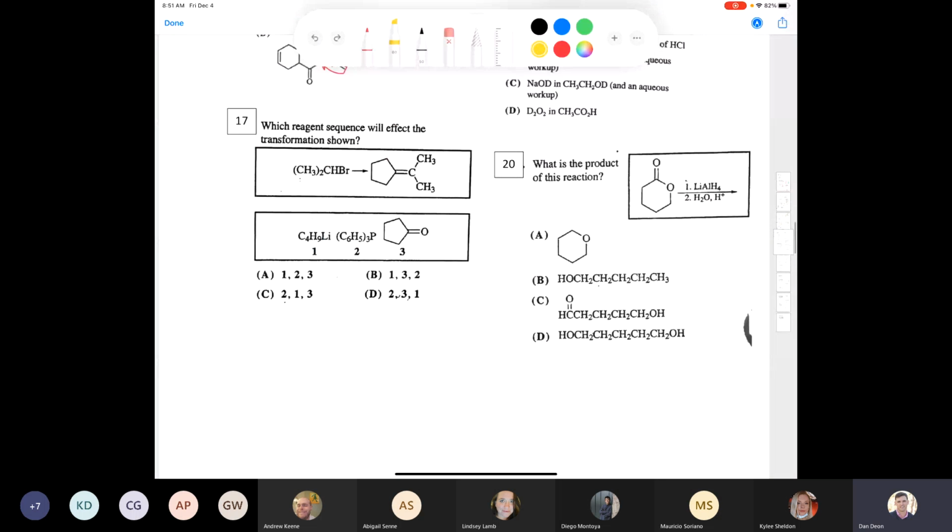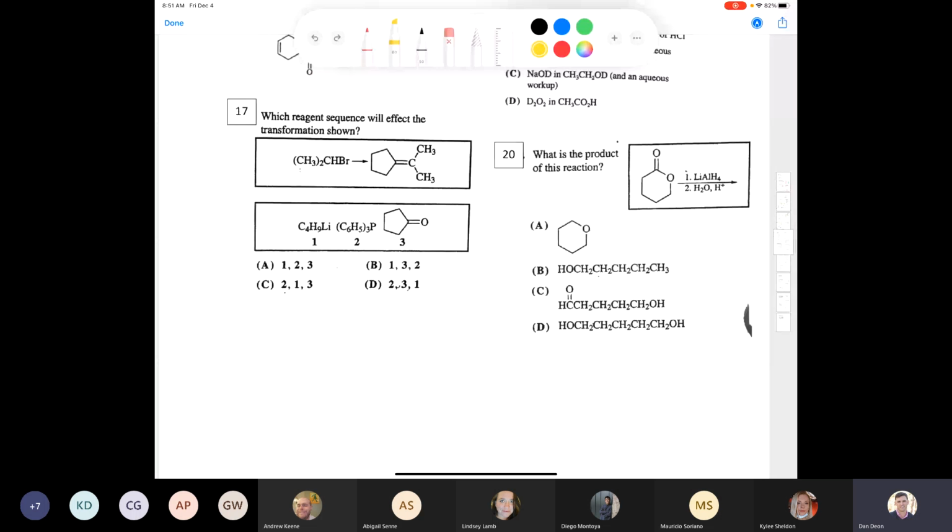Number 17. I'm going to give you a second to look at question 17. It takes a minute to digest it. Which reagent sequence will affect the transformation shown?